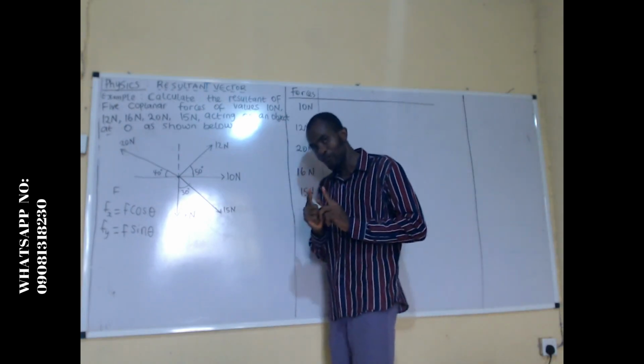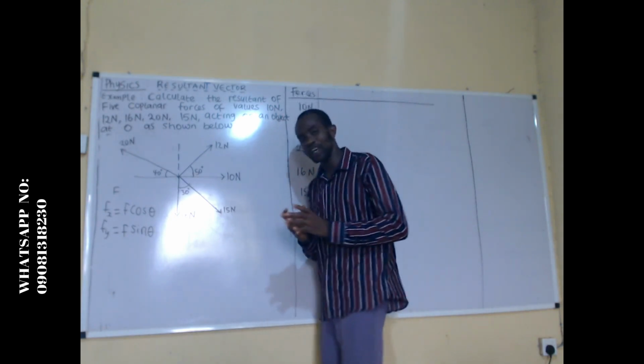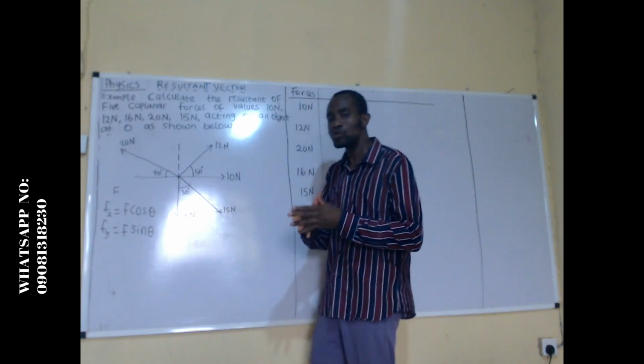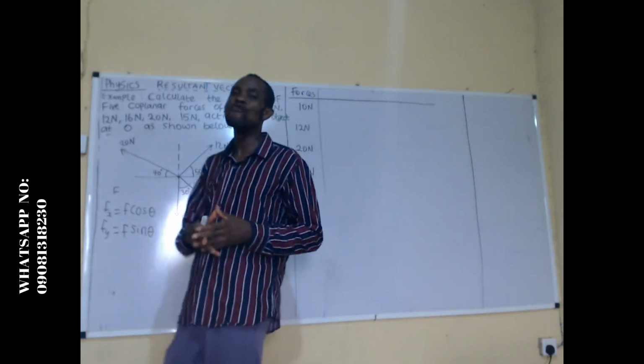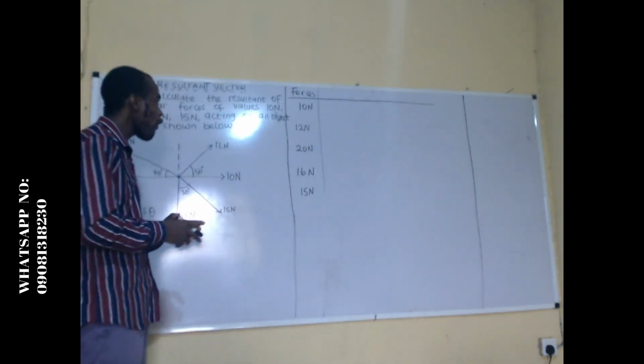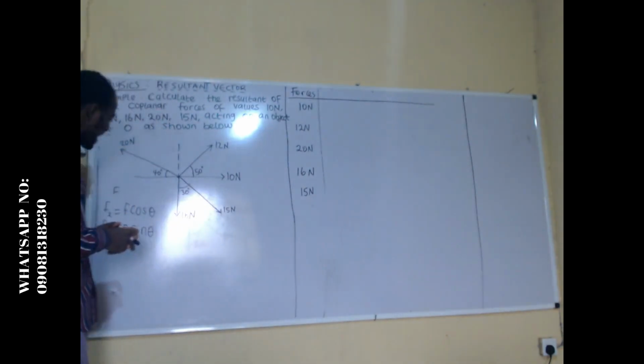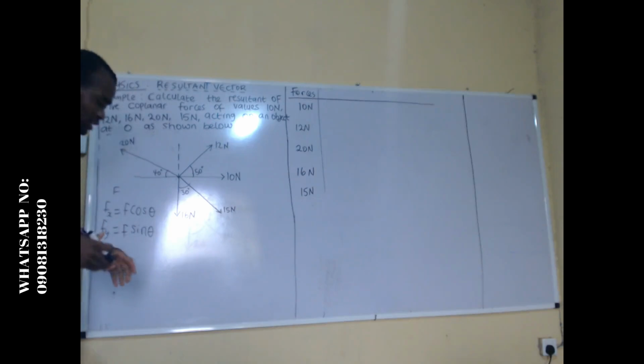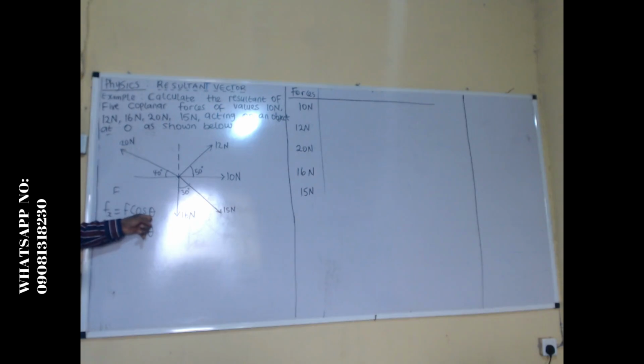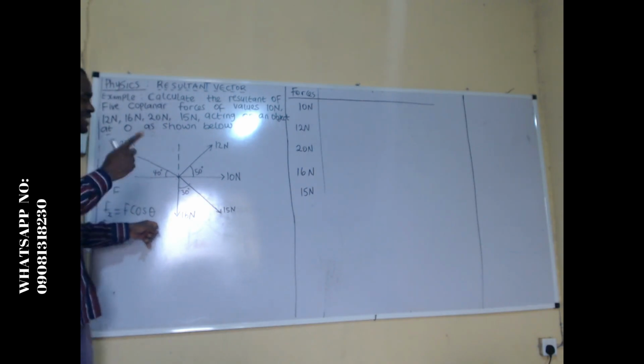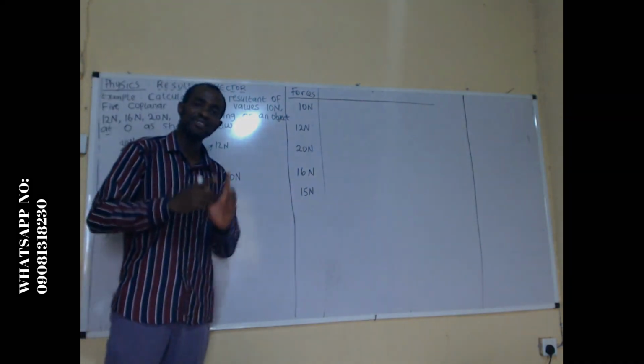Now, don't forget, to sum these vectors up, we are making use of the idea of resolution of vectors, and that is, we are resolving them into their x component and their y component. If you look, you are seeing theta here. Now the theta is the angle at which F is inclined to the x axis.